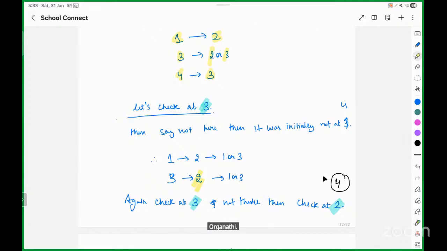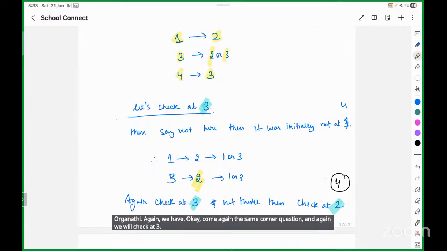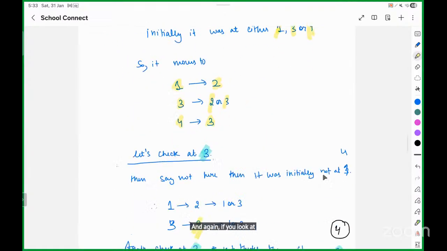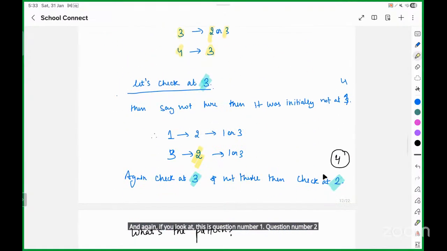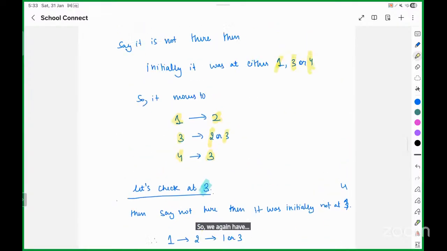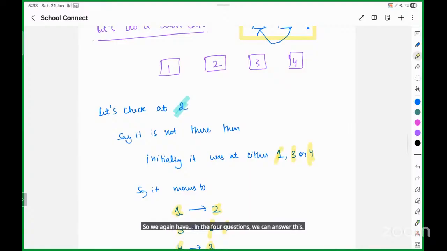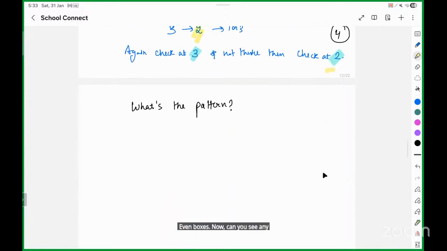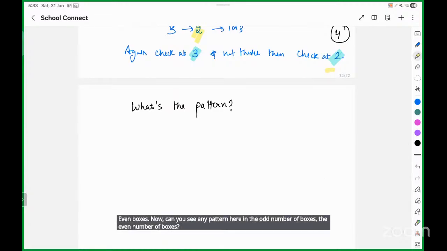Again, we have come to the same corner question. Then again, we will check 3. If it is not there, then we will check 2. And if you look at this, this is question number 1, question number 2, question number 3, question number 4. So again, in 4 questions we can answer this for even boxes. Now, can you see any pattern here in the odd number of boxes, in the even number of boxes?